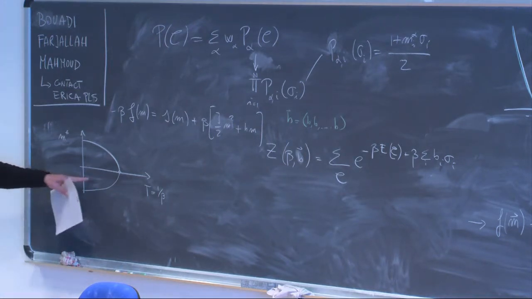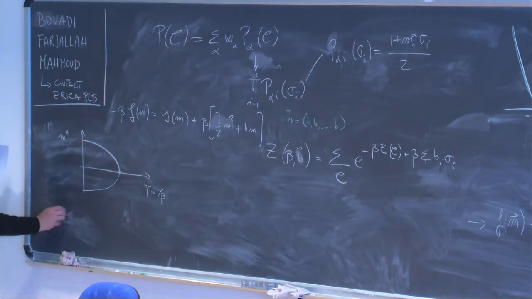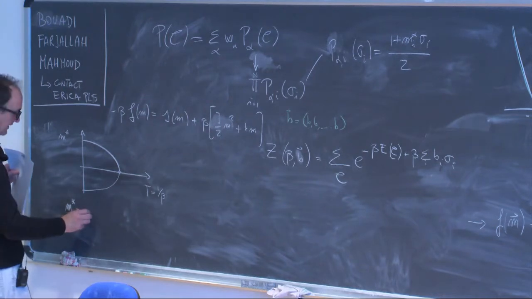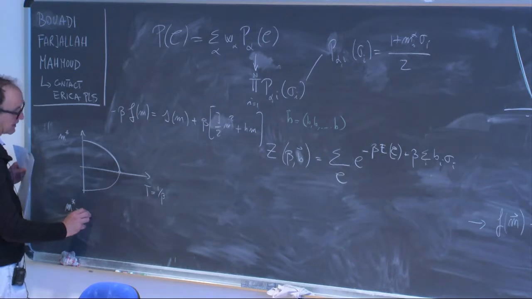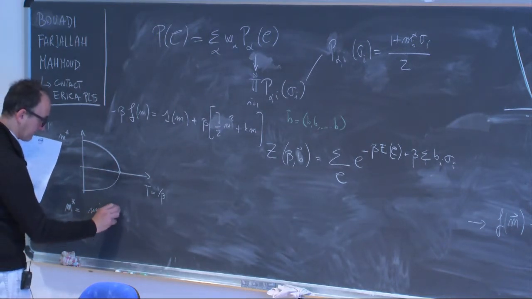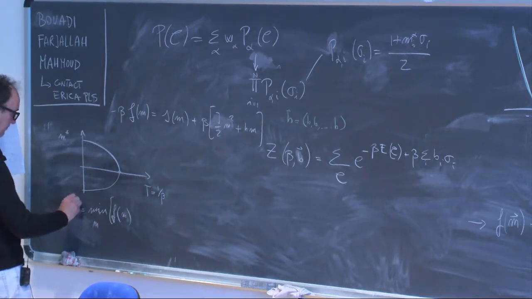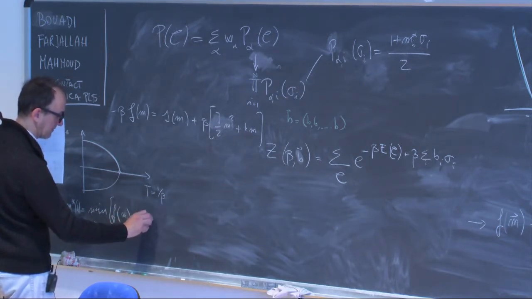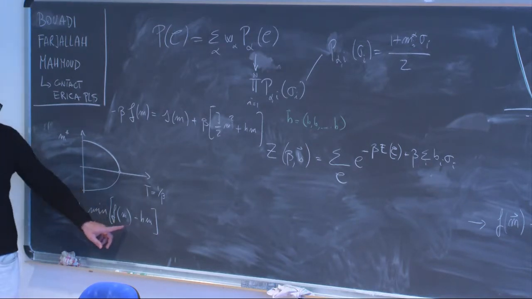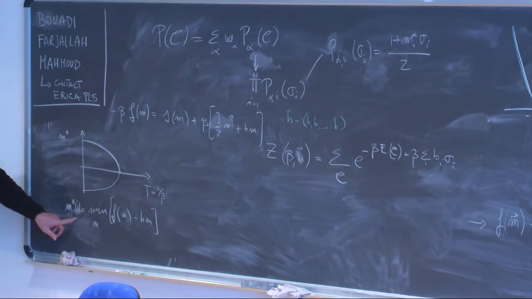Now, this is not a consequence of the free energy being singular at this point here. It is the consequence of the fact that this m star is the solution of a minimization problem. So this m star is essentially what minimizes f of m minus h times m. So even if this function here is completely trivial as a function of beta, this object can have a very non-singular behavior as a function of beta.